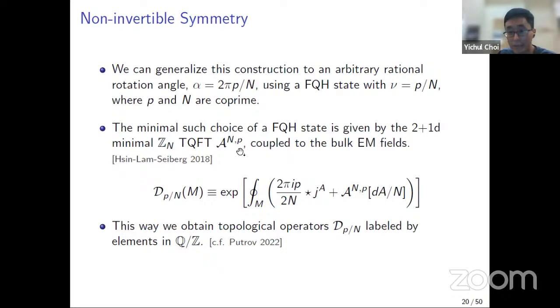Now, using these minimal TQFTs, we can construct more general topological operators, D p over n, defined in this way. Here, this notation means that I have this TQFT living on the world volume of this operator, coupled to the bulk EM field in a specific way so that it precisely cancels the ABJ anomaly carried by the first term. This way, we obtain a set of topological operators, D p over n, and they are labeled by elements in Q mod Z.